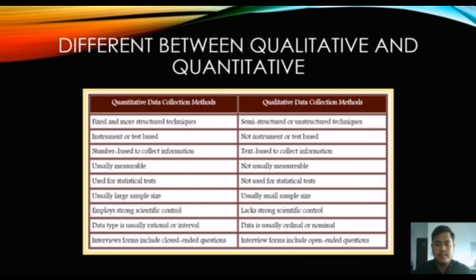For quantitative data collection methods: first, fixed and more structured techniques, instrument or test-based, number-based to collect information, usually measurable, used for statistical tests, usually large sample size, employs strong scientific control, data type is usually ratio or interval, interview forms include closed-ended questions. Okay, for the qualitative data collection methods, which is semi-structured or unstructured techniques, no instrument or test-based, text-based to collect information, not usually measurable, not used for statistical tests, usually small sample size, lacks strong scientific control, data is usually ordinal or nominal. And lastly, interview forms include open-ended questions.